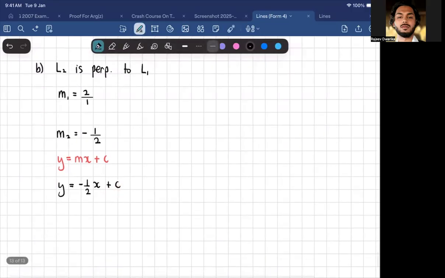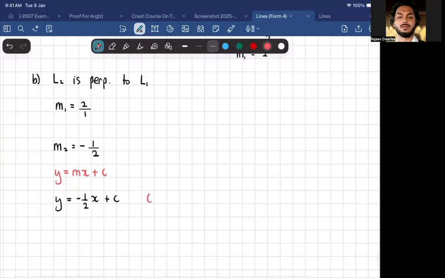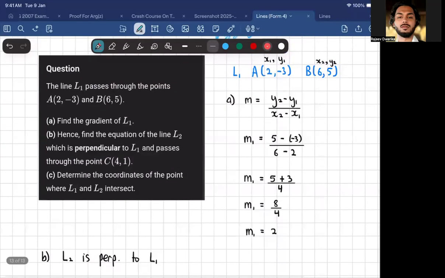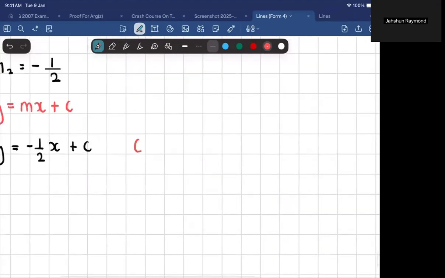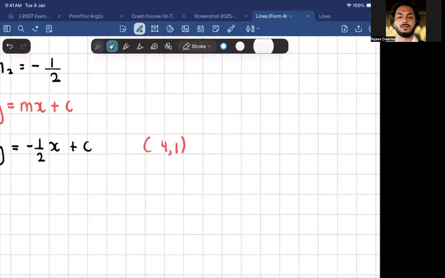So to find c, you need to check what point they gave you. Right? So did they give us a point that L2 passed through? Tell me, Joshon, did they give us a point that L2 passed through? Yes, sir. 4, 1, sir. Right, 4, 1. And remind me, a point is made up of a what and a what value? An x and a y value. So x is 4 and y is 1.